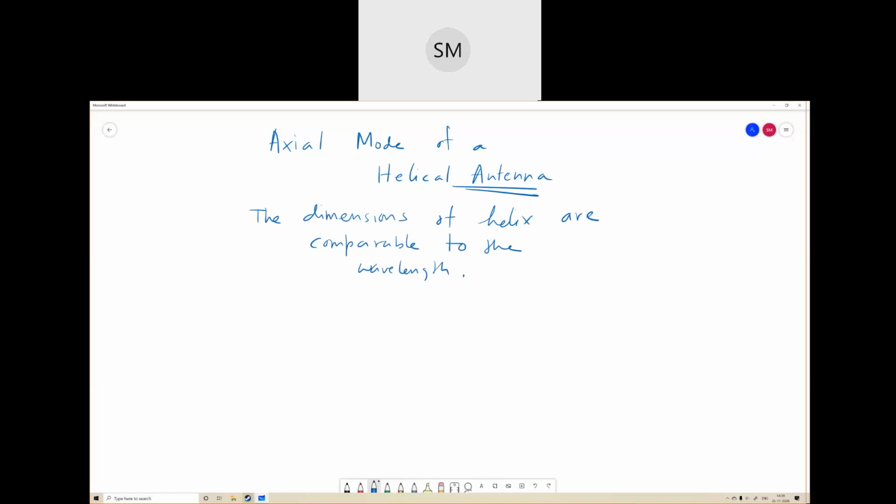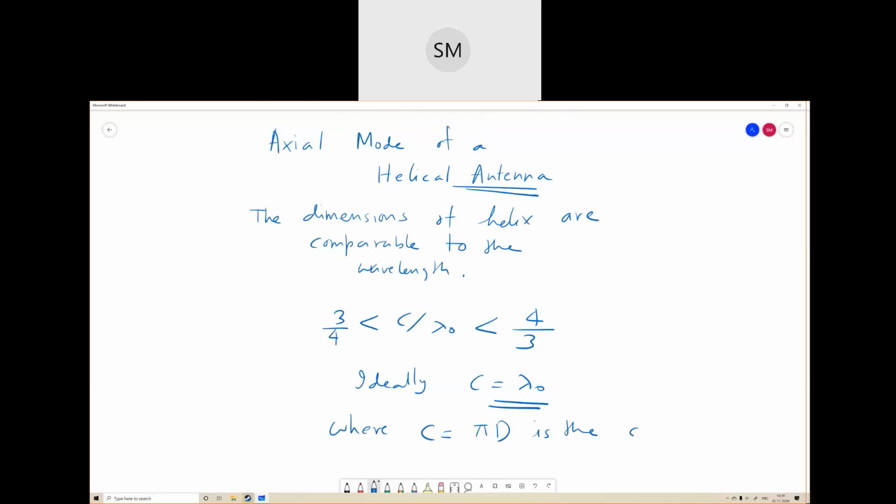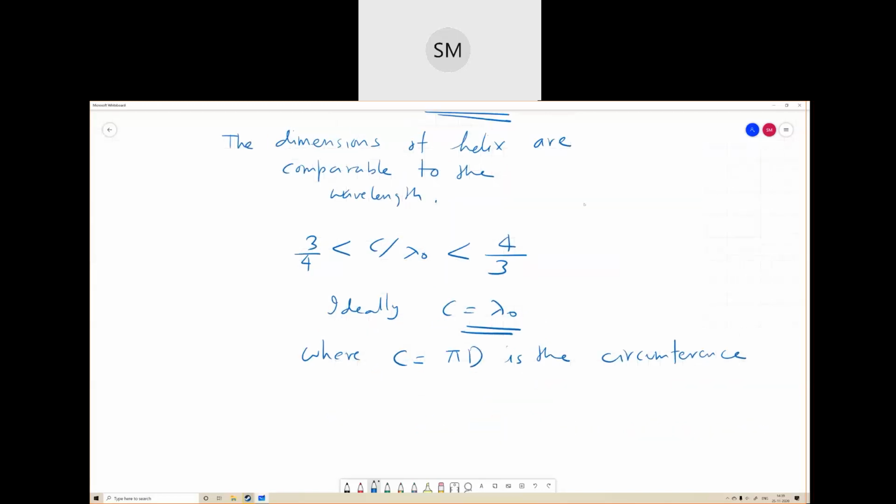Okay. In general, the range is 3/4 < C/lambda naught < 4/3. Ideally, C equals lambda naught, where C equals pi d is the circumference of the helix. Is it okay?